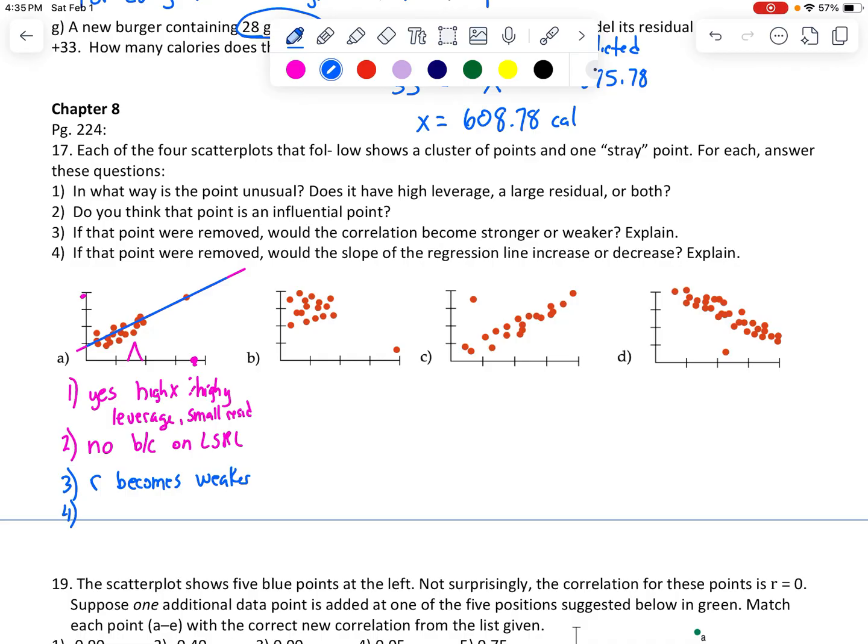And our last one is, would the slope increase, decrease, or stay the same? And the slope is the same.